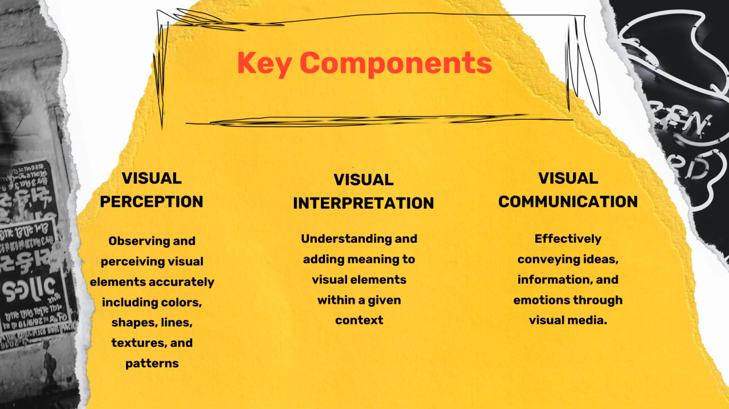The first key component is visual perception. This involves observing and perceiving visual elements accurately, such as colors, shapes, lines, textures, and patterns. It's like sharpening our eyes to notice and appreciate the visual world around us.